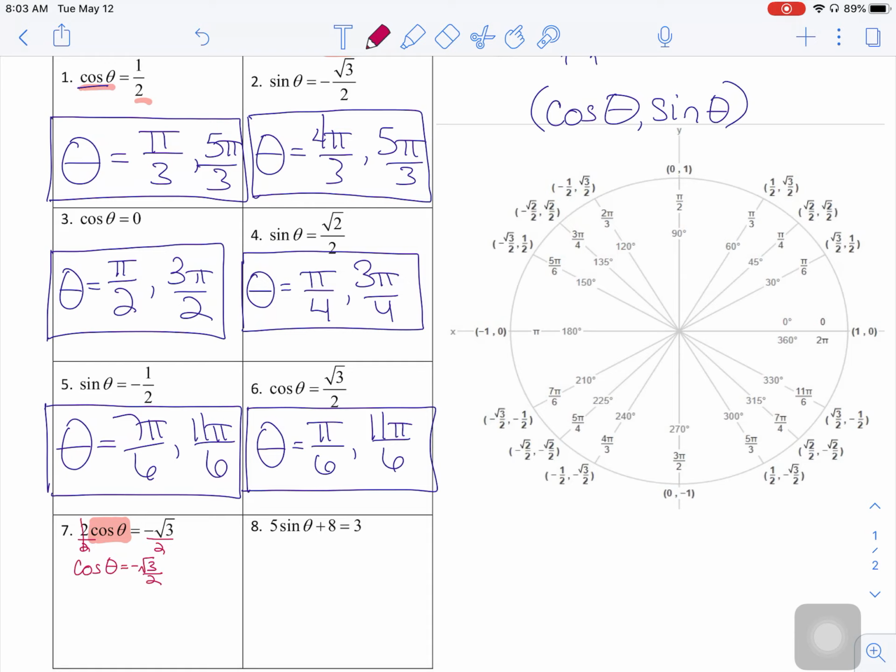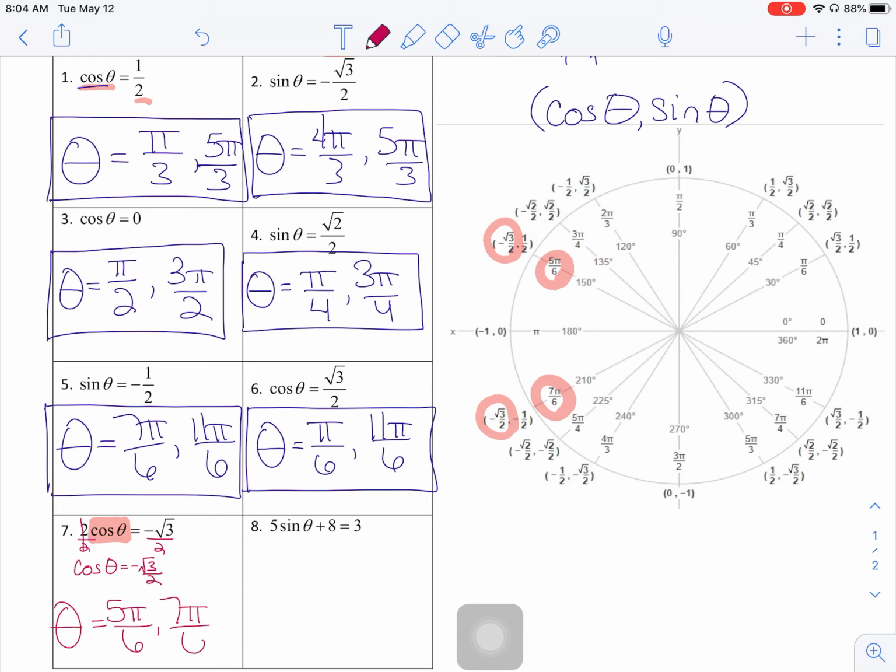Okay. So cosine is my x values, and I'm looking for where one of those x values is a negative root 3 over 2. So all my x's right here are either positive or 0. Right here, I have a negative root 3 over 2 as my x value. So 5 pi over 6. I'm going to keep rolling, and right here I have an x value of negative root 3 over 2, and 7 pi over 6. So theta is equal to 5 pi over 6 and 7 pi over 6.